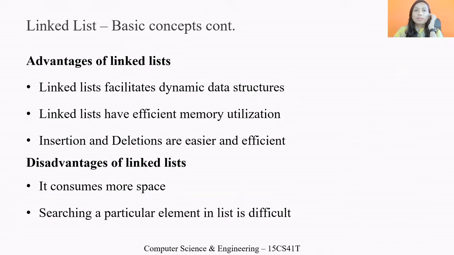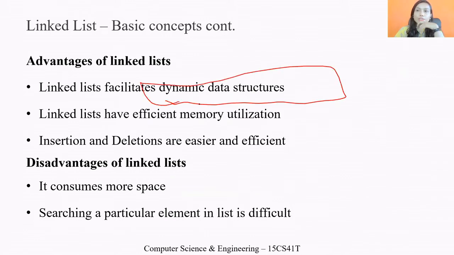Okay, so let's see what is the advantage and disadvantage of a linked list. This will help in a dynamic data structure. What do you mean by dynamic data structure? In an array it was fixed. If I would write A of 100, then 100 memory locations were allocated.